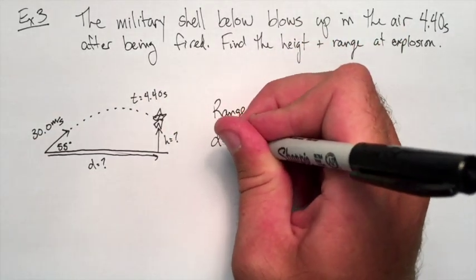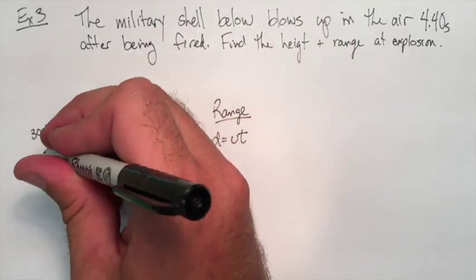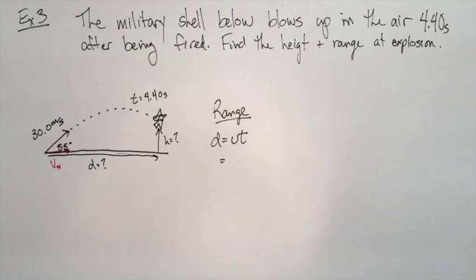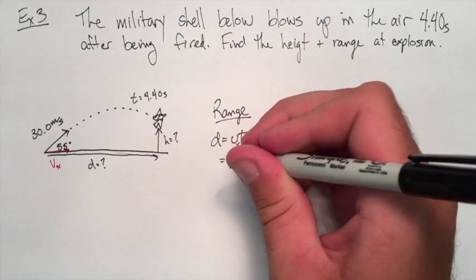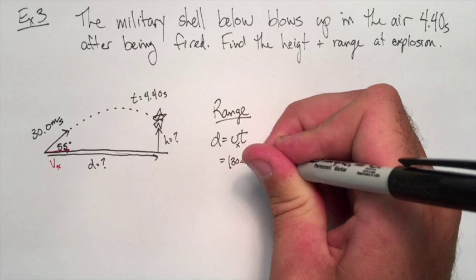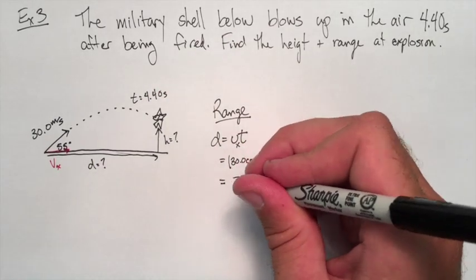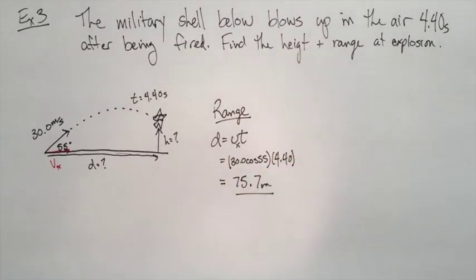We know that we have a constant velocity in the x direction. So all we need is the x component of the initial velocity, which would be 30 cos 55. And we know it's going to travel for 4.4 seconds. So let's add that in. So we get a range of 75.7 meters.